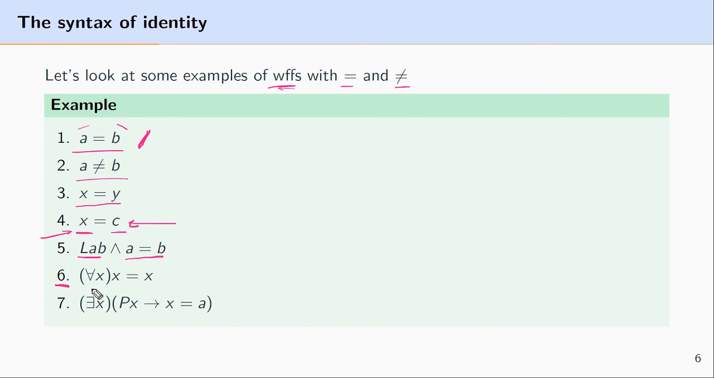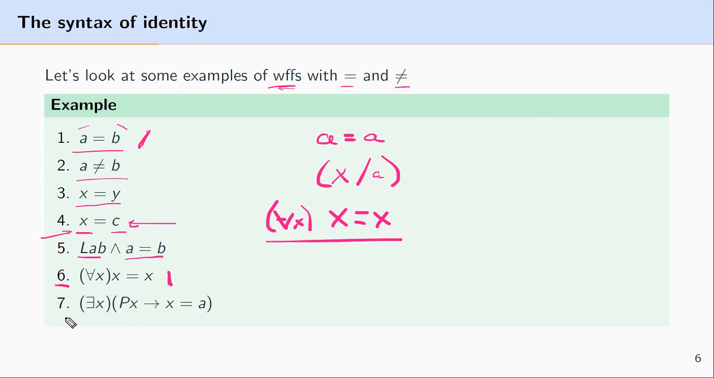At 6, we have ∃X X equals X. And we can form this particular 6 as a well-formed formula by saying, well, if A equals A is a well-formed formula, then replacing A with X for every A would give us X equals X. And putting a universal or existential quantifier in front of this result would give us a well-formed formula. And finally, 7 is a well-formed formula. We could form this whole formula where this is a well-formed formula, this is a well-formed formula, and the creation of the entire thing is also a well-formed formula.